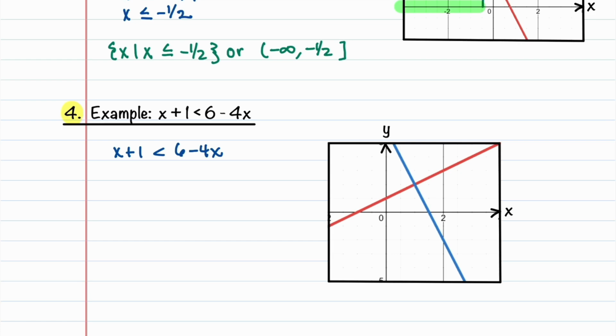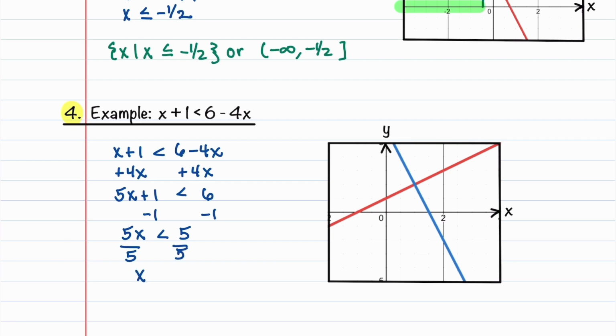Let's get our x's to the left. So we're going to add 4x to both sides. And this gives us a 5x plus 1 on the left is less than 6 on the right. Now let's pull our constants to the right. So we're going to subtract 1 from both sides. This gives us 5x is less than 5. And then we divide by 5. And we get that x is less than 1.